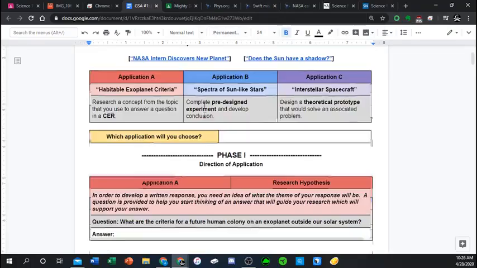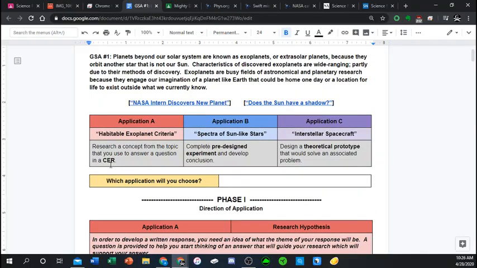All right? Again, application A is writing a research CER, gathering data, presenting your findings. Application B is doing a pre-designed experiment. You're not picking out the independent variable. You're not designing your own project. I kind of have the directions for you. You just execute. Okay? Application C is a theoretical prototype of an interstellar spacecraft. What hurdles would you have to overcome? What constraints do you have? And how would you get a spacecraft to the next closest star, Proxima Centauri?